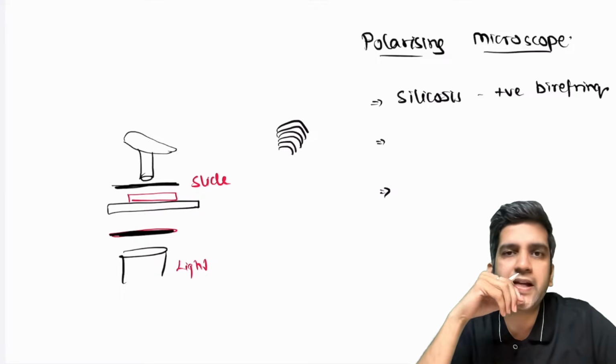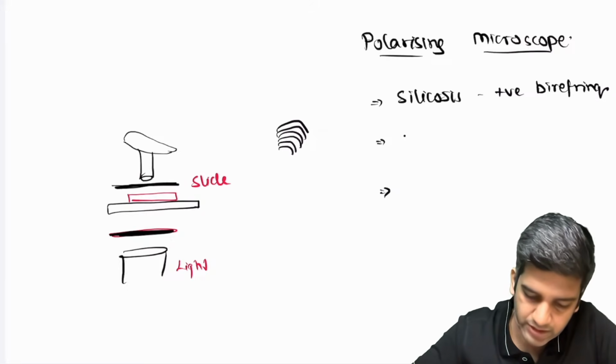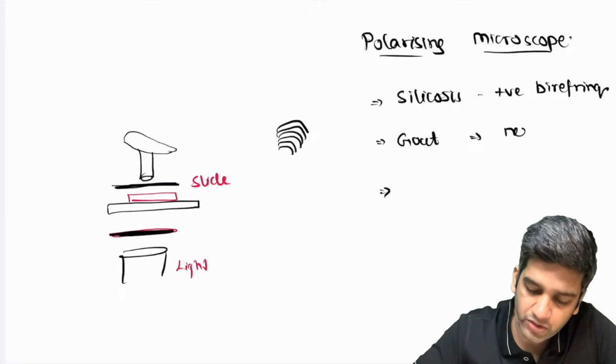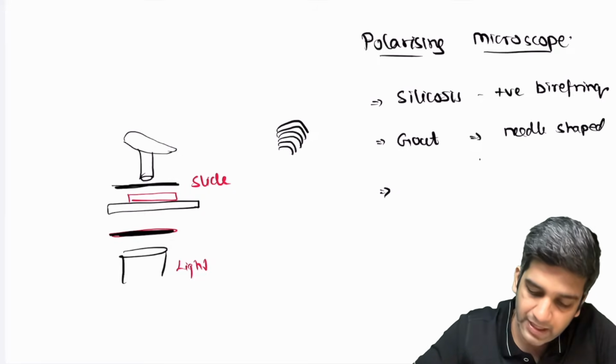Birefringence is a property of light. So silica is nothing but sand. Sand particles give positive birefringence. I have a disease called gouty arthritis. In gout, I have something called needle-shaped crystals. The gouty crystals will be needle-shaped and they are negatively birefringent.